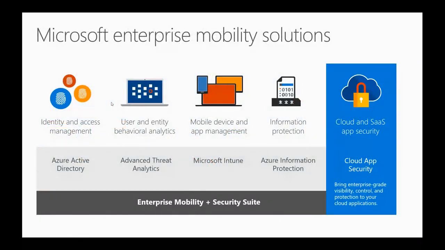Microsoft Enterprise Mobility and Security is driven by four different components. That is identity and access management. You have user and behavioral analytics. You will have different types of device management. You will have information protection. And lastly, to monitor all of them together, you have the cloud application security platform, which gives you thorough insight into what is exactly happening in your cloud environment.